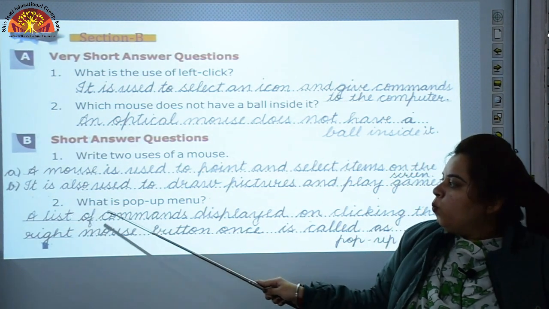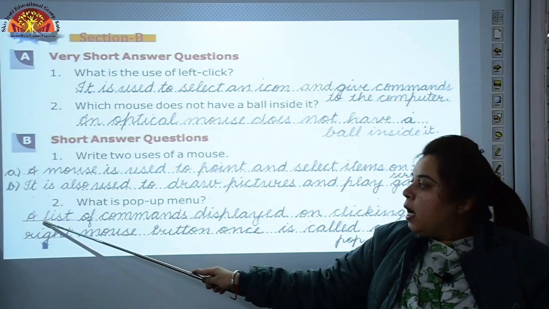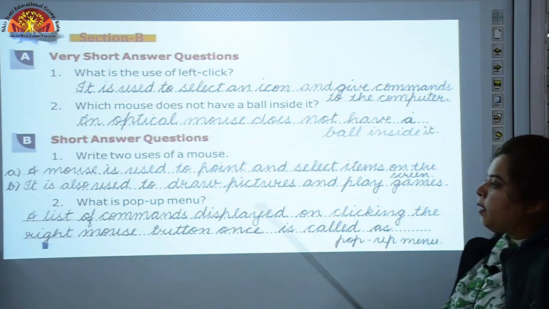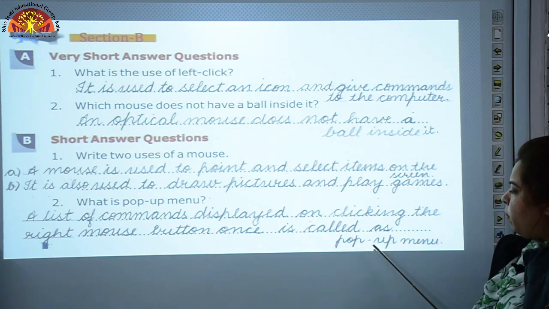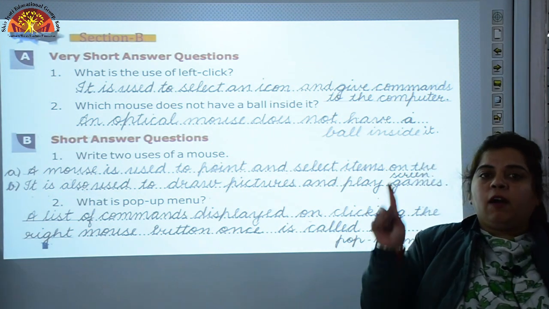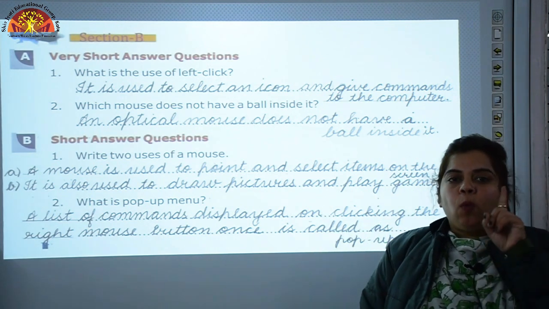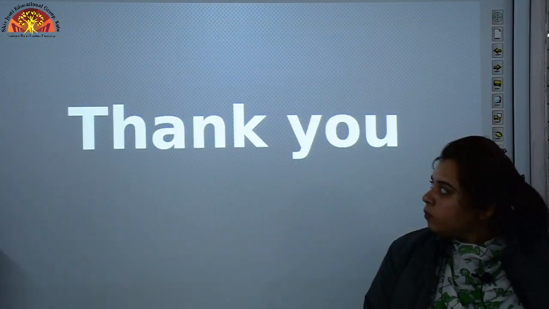Number 2, what is a pop-up menu? Now, what is a pop-up menu? A list of commands displayed on clicking the right mouse button once is called a pop-up menu. Now, children, a list of commands that is displayed after clicking right once is known as a pop-up menu.